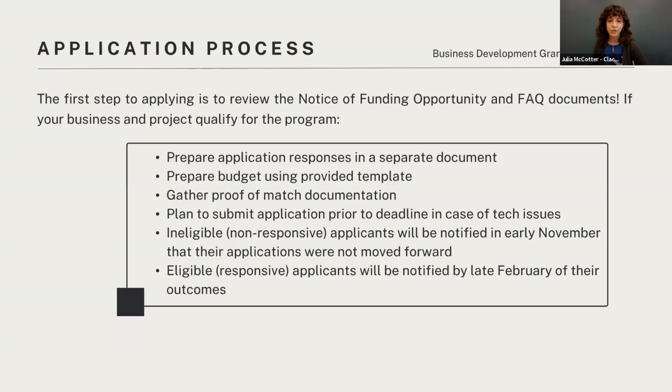Other match documentation could include a document showing an active line of credit or loan. It could sometimes include a letter from a business banker. So yes, I see another question about that. Yes, a letter from the bank can be sufficient for that documentation. It just needs to clearly clarify that there is the amount of money that you say there is and that it's available.